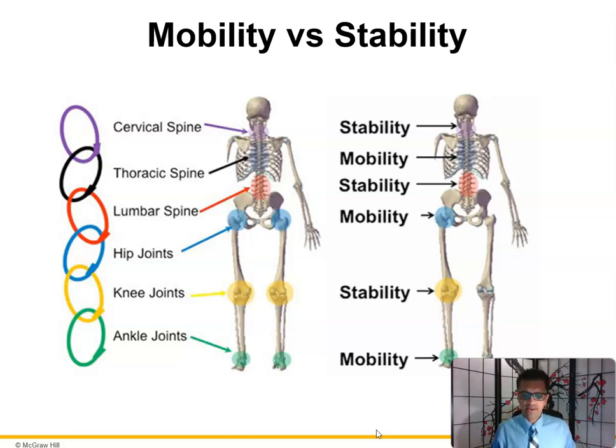The reason I point this out is the body does a good job of compensating if one joint is not doing its job. Let me give you a perfect example. If my hips are real tight, well, I've got to move. If I don't have mobility at the hip, where am I going to get it? Back and knee. And what do we see in the clinic?